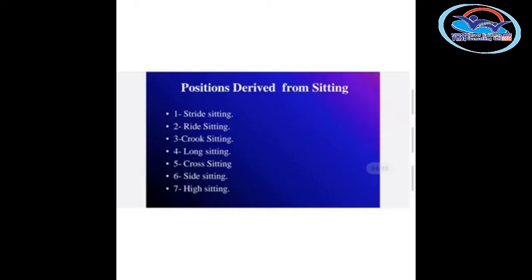Now we will discuss the derived positions from sitting. There are many, like in standing. Okay, straight sitting, ride sitting, crook sitting, long sitting, cross sitting, side sitting and high sitting. Okay, so now we will go one by one and Raj will demonstrate after that. It's very easy, right?